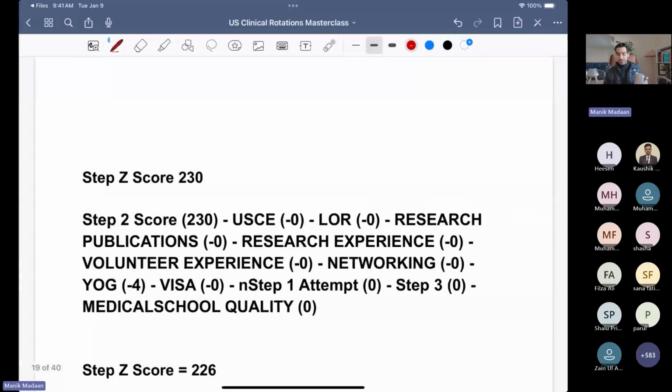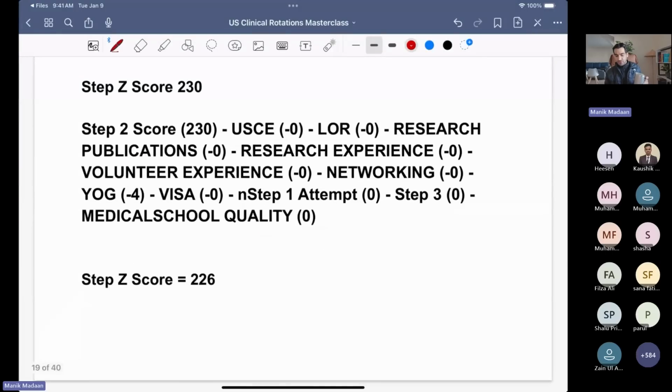Another example is somebody who has a 230. Their Step 2 score is 230, but their USCE is top notch. They did sub-internships, the best of the best, so they get a -0, and nothing is subtracted from their Step 2 score. Their LORs are top notch, nothing subtracted. Research publications are top notch. Research experience is amazing. Volunteer experience, everything is checked in the bucket. Networking, they know people in the program and outside the program.